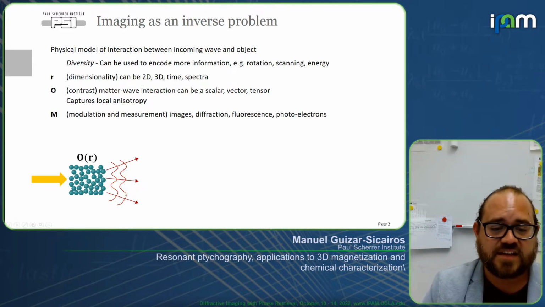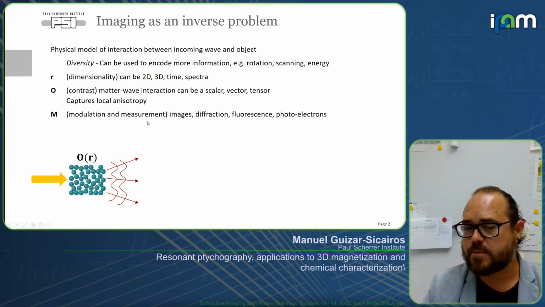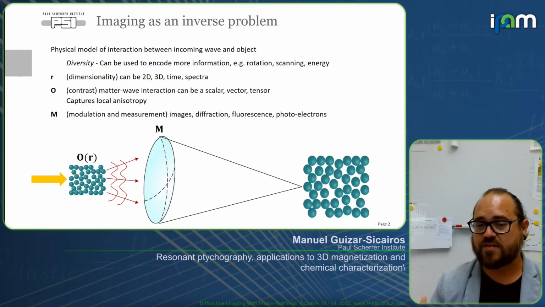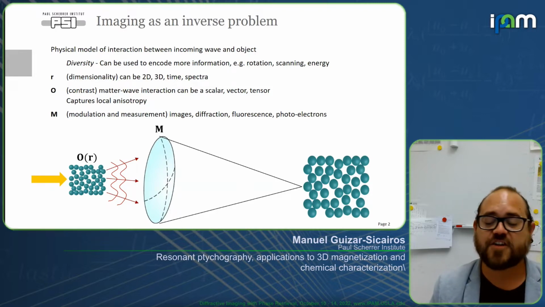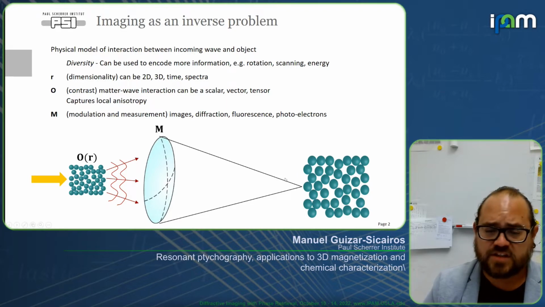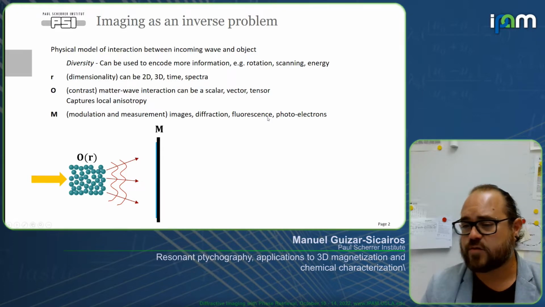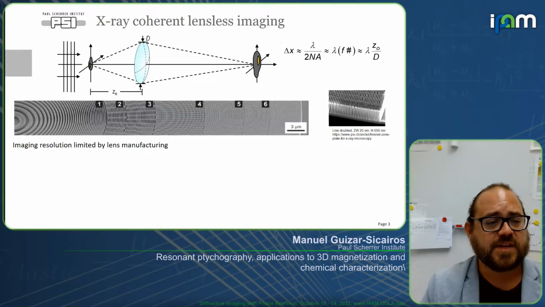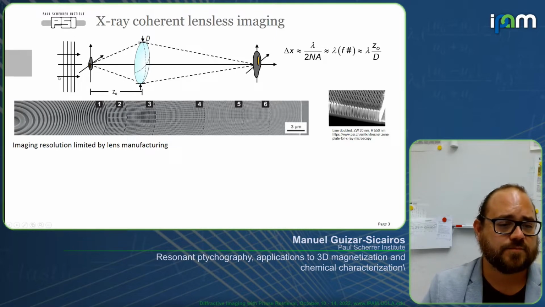And then finally, for this signal that exits here, we still have another tool at our disposal, which is doing some modulation and then measurement. This can mean, for example, a very useful thing for lens-based imaging: a modulation based on a lens that re-encodes the diffracted wave so that it forms a real space image on a detector here. But in other cases, you can have different types of measurements that are based on diffraction, fluorescence, photoelectrons, etc.